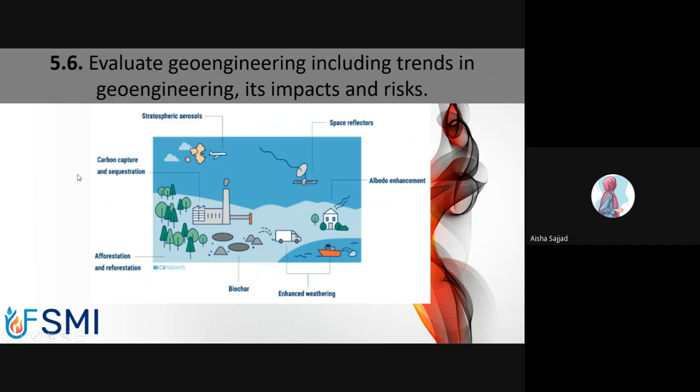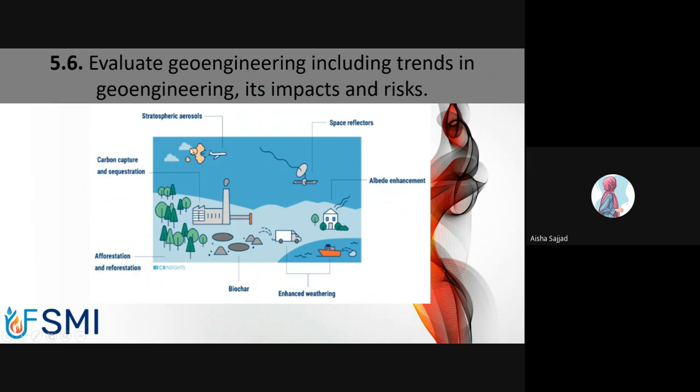So the next assessment criteria is on geoengineering. Geoengineering is basically how different technological trends are being used in order to deal with climate change. So for example, we have the process of carbon capture and sequestration. We have been using the method of afforestation and replanting forests. We have been using space reflectors, which are basically used to reflect the sun rays so that the rise in the world's temperature can be limited.